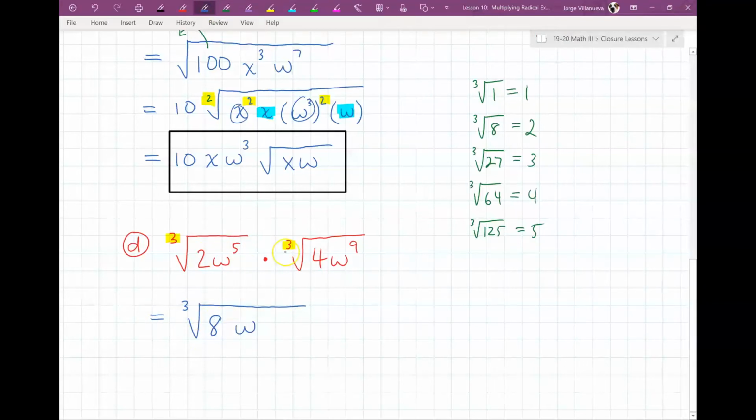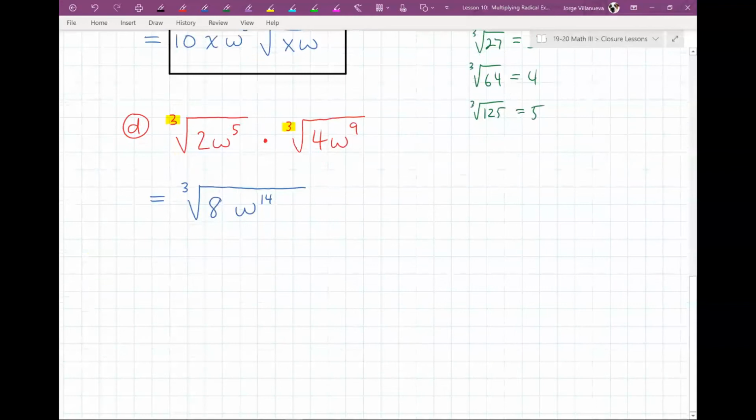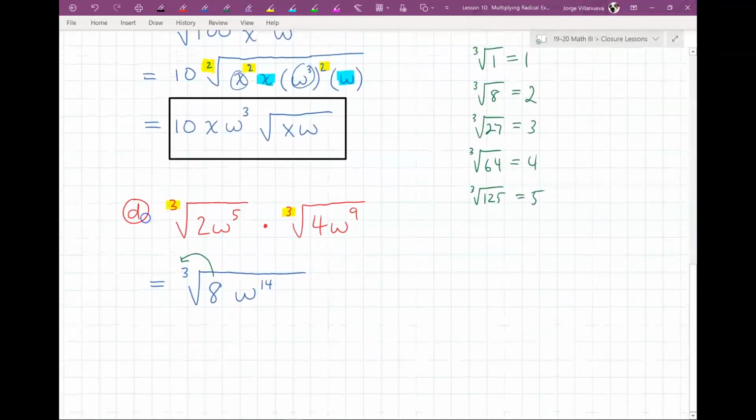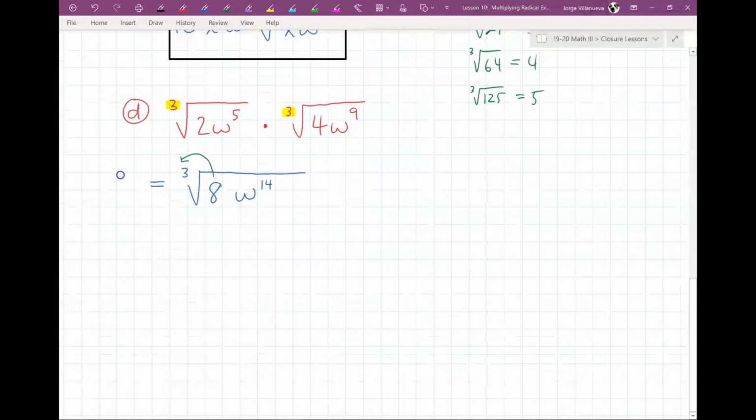W to the 5 plus 9, that's 14. So 8w to the 14th. Now, I know the cubed root of 8. That's 2, right? We just saw that over here. Cubed root of 8 is 2. So I know that's going to be a 2. So let me write that down. That's a 2. Cubed root of w to the 14th.